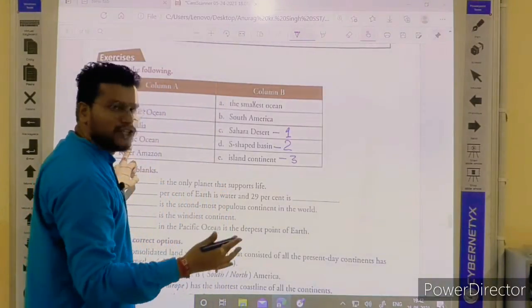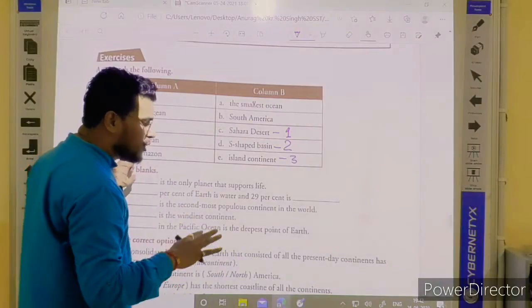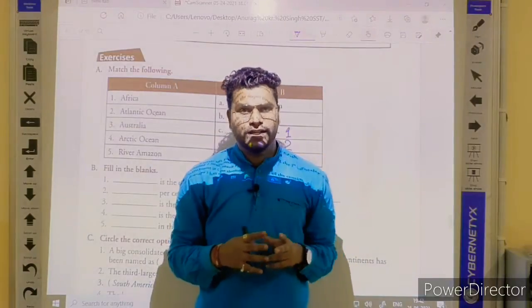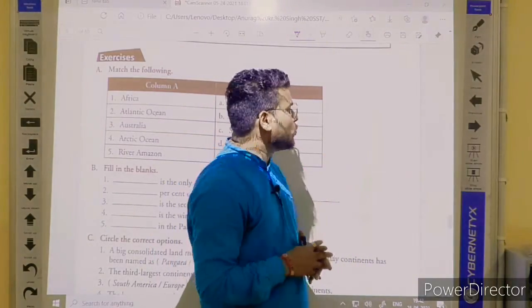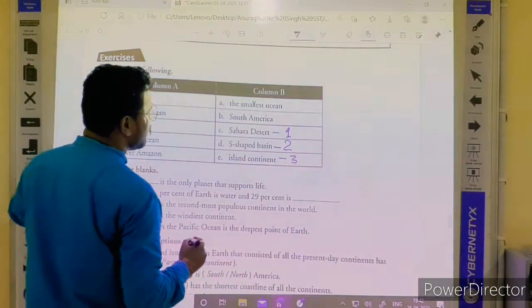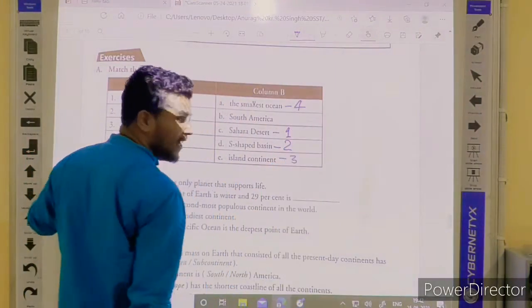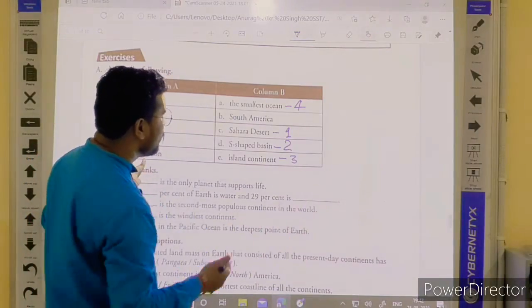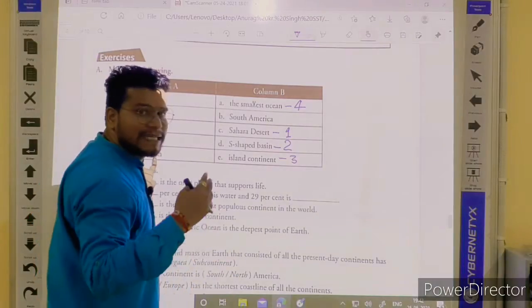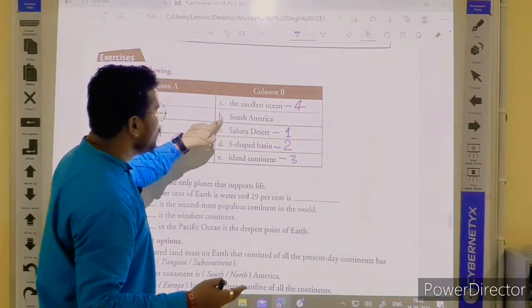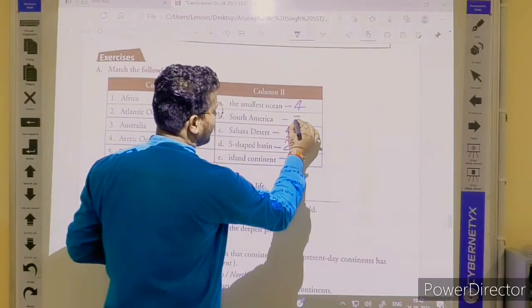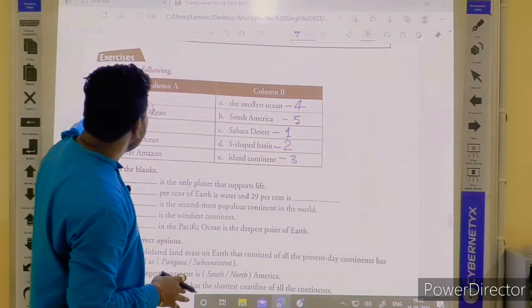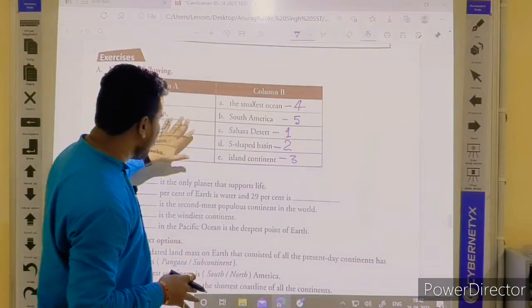4th, Arctic Ocean. The Arctic Ocean is the ocean which is smallest in size, and definitely the Pacific is the largest ocean. So students, match the Arctic Ocean to the smallest ocean. And then River Amazon. We all know that the River Amazon is the 2nd largest river in the world, which lies in South America. So here 5th. Is it clear, students? So the first exercise, match the following, is completed.